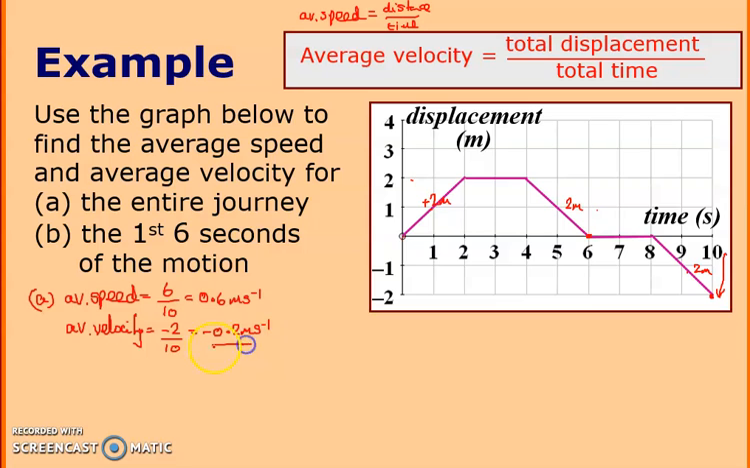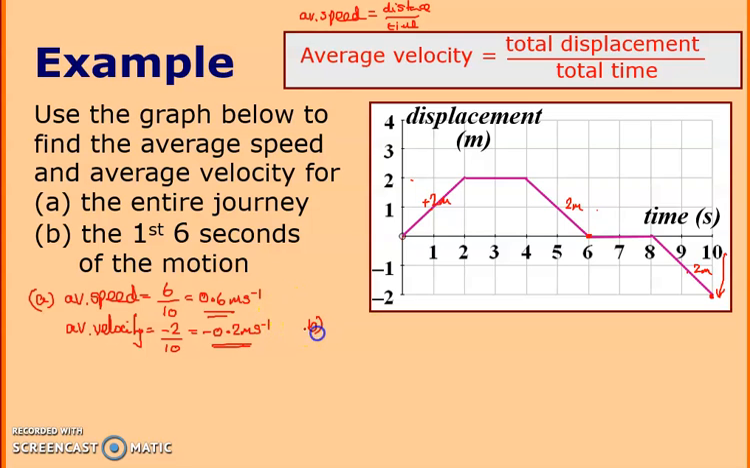So this is showing you the difference between average speed and average velocity. Average speed: how far did I go? 2 meters, 2 meters back again. That's now 4 meters, and 2 meters, that's 6 meters. Whereas average velocity is where did I end up? Where's my displacement? So that's part A of the question done.